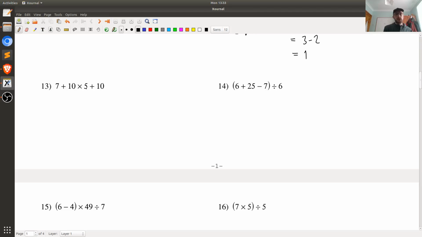7 add 10 times 5 add 10. Looks like they're trying to trick us here. What you've got to do is you've got to do the multiplication before the addition. So 10 times 5 is 50. So we rewrite the whole thing as 7 add 50 add 10. Which becomes 67. And now the brackets. 6 add 25 is 31. 31 takes 7 is 24. And 24 divided by 6 is 4.